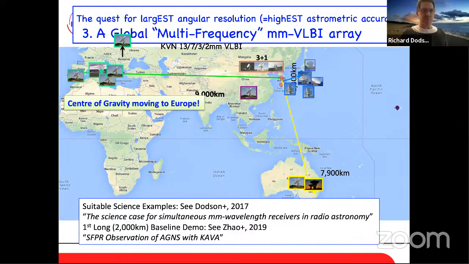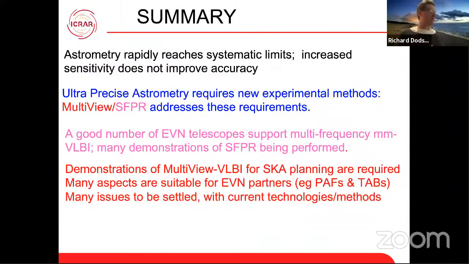And then I'm reaching my summary. Astrometry rapidly reaches systematic limits, so increasing your sensitivity does not improve your accuracy, or your precision, to be more precise. So ultra-precise astrometry requires new experimental methods, and those are exactly what Maria and myself have been developing over the last few years. Multi-view and SFPR address these requirements, and I think they address them completely. We're certainly very pleased with the results.